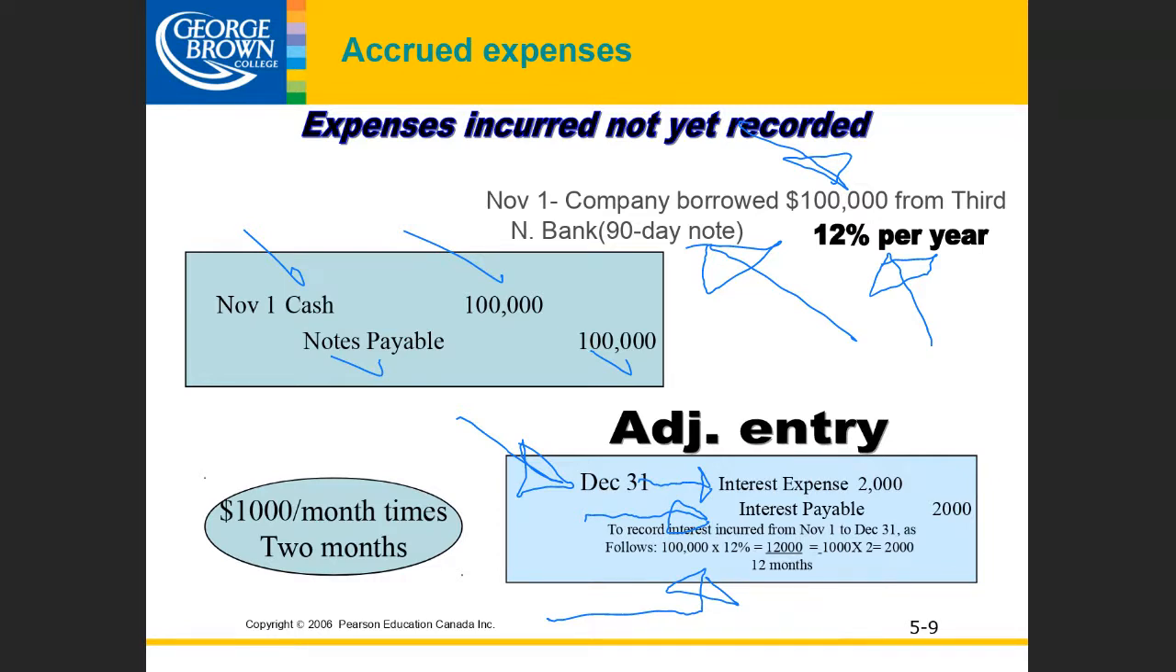Now, the reason we're calculating the interest using the annual rate is because that's just the simplest way to do it. You can use the monthly effective rate if you'd like. However, it's always based on the annual rate. So you always use the annual rate to calculate the interest, even though the term is 90 days, we still express the interest rate per year.